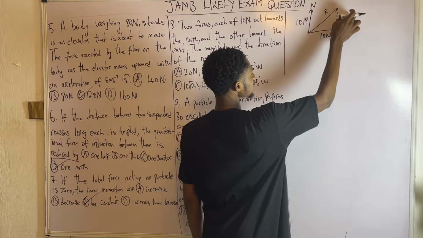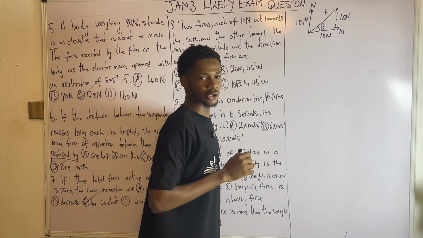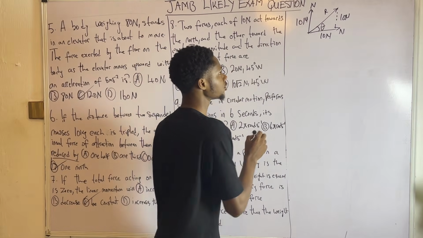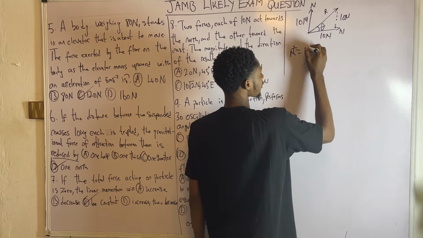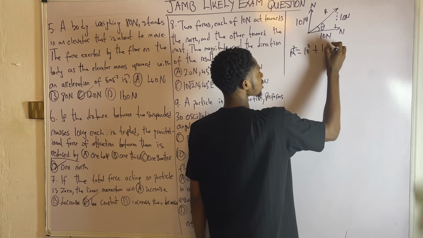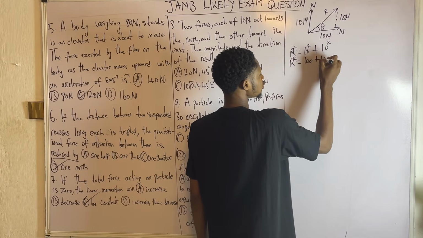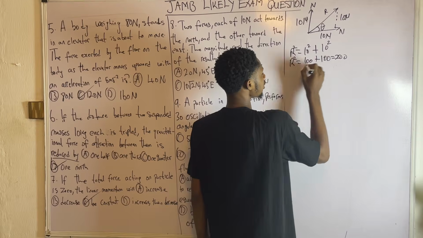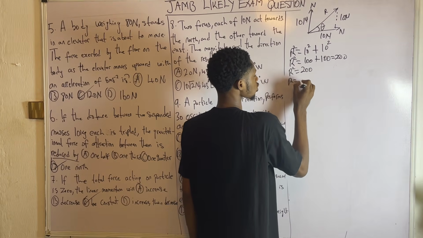Now, if here is 10 newtons, it also means that here is 10 newtons, and this is going to be the angle or direction, theta. Using Pythagoras rule, we know that the resultant squared will be equal to the opposite side squared, 10 squared, plus adjacent side squared, 10 squared. So R squared is equal to 100 plus 100, and that equals 200. Which means R is equal to square root of 200.